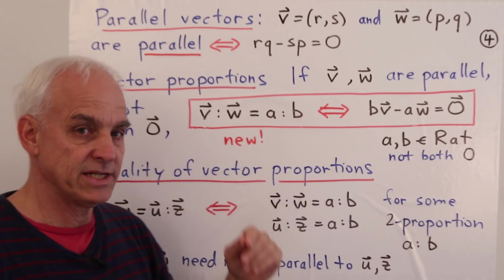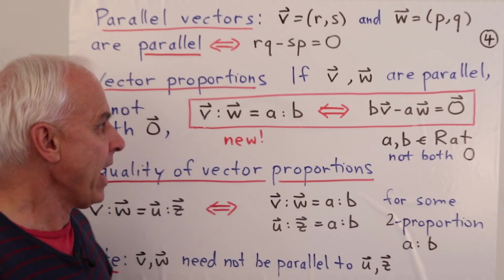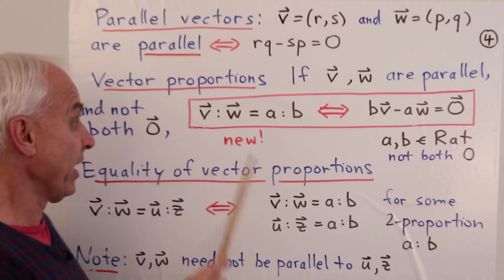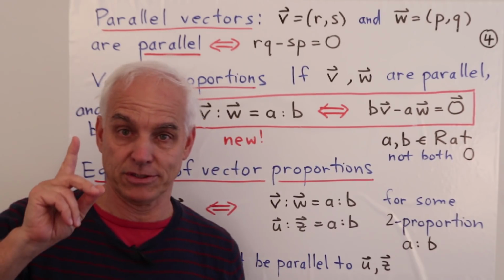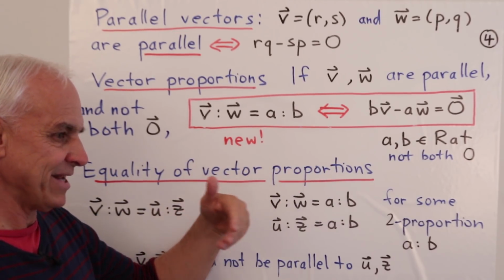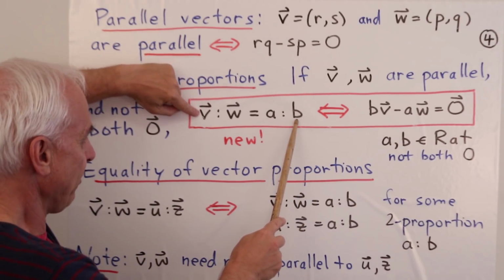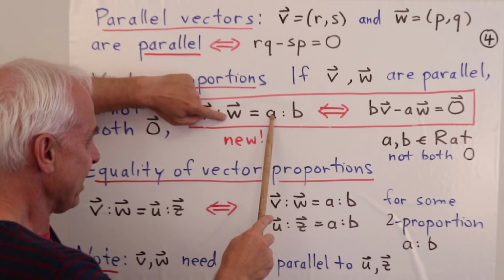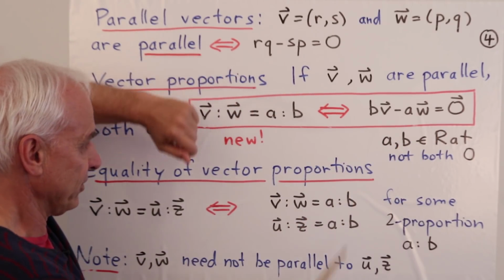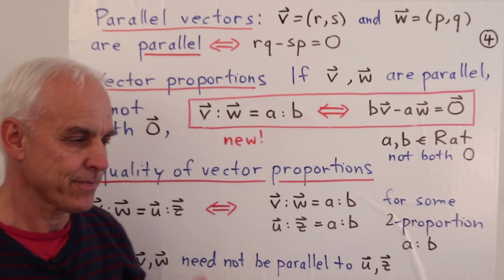So on the right-hand side, we see a familiar proportion, a proportion between numbers. And we're defining what it means for that proportion of numbers to be equal to this proportion of vectors. The definition is that it's the same thing as equality for two proportions of numbers: b times v minus a times w should be 0. Well, the 0 vector, because these are vectors and these linear combinations will also be vectors. All right?